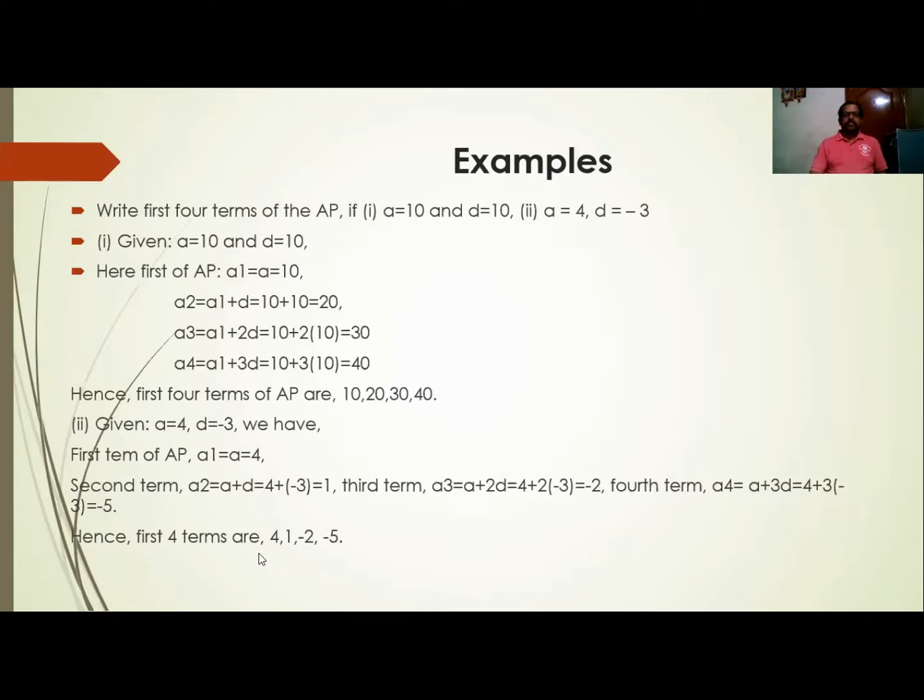So these are the first four terms of the AP, in which you are given the first term and the common difference of that AP. Right? So this is a simple type of example. This is a very short answer question. It may ask for 2 marks or 1 mark even in some questions. Okay. So these are the basic examples on this topic. Now let's move ahead.